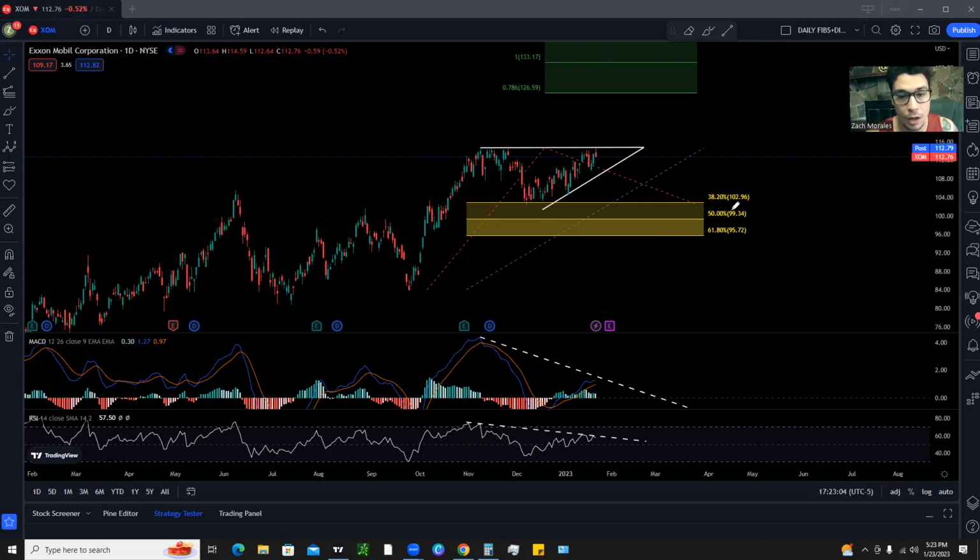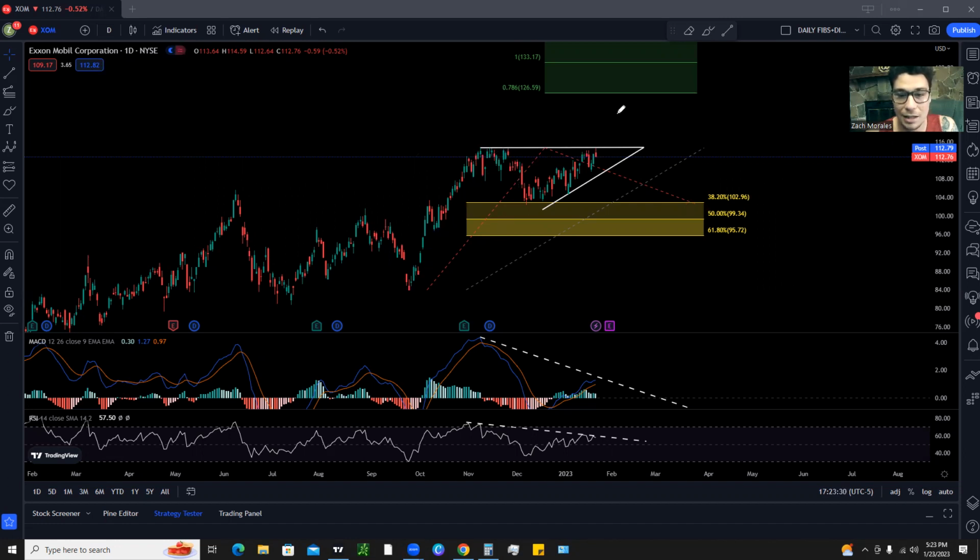Okay, so starting off, I want to highlight that we have an ascending triangle right here. If you take a look, we have this resistance level up here. This is actually a bullish chart pattern. It's a continuation pattern. If you take a look, in the past, if it's a continuation pattern, we are possibly going to continue this bullish momentum.